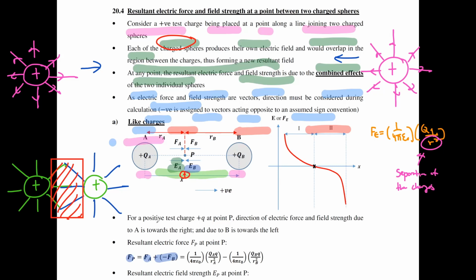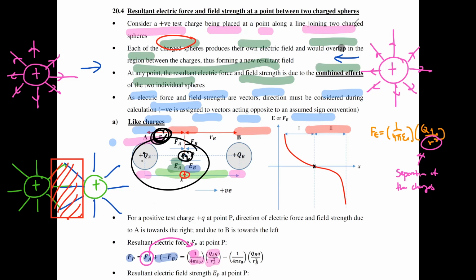So now if I'm talking about what is FA, it will be 1 over 4 pi epsilon naught QAQ over RA squared. So the two charges for FA were these two. This one is positive QA, this is positive Q. The other one is QAQ. And then the separation is actually this RA here. The distance between the two charges, this is the RA.